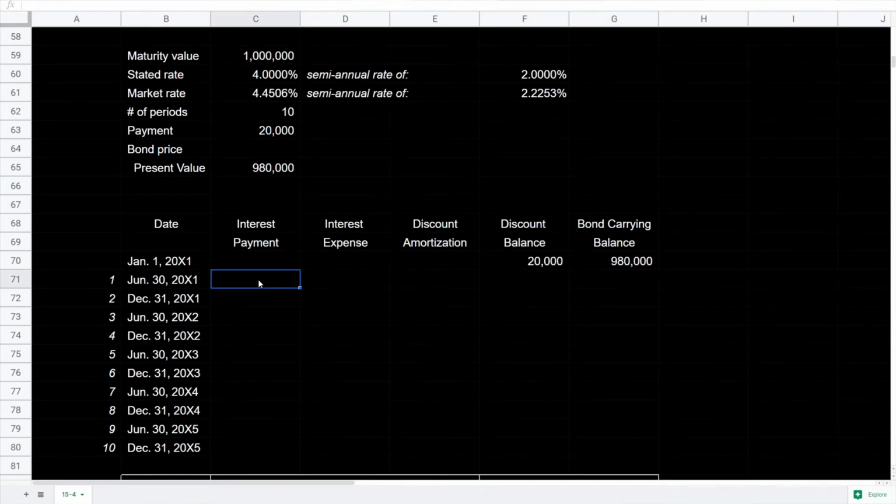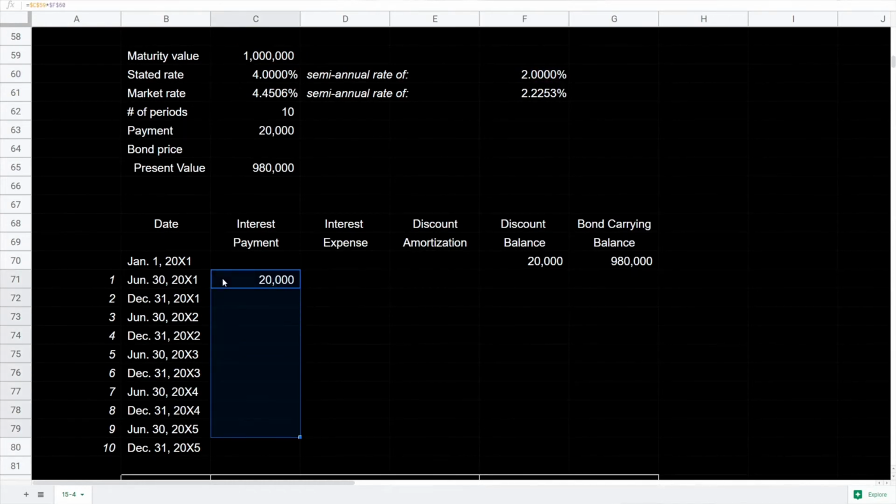Next, we can fill in the interest payment column. We know that if we took $1 million and multiply that by the semi-annual rate that's stated in the contract of 2%, we would get $20,000, and we could use that all the way through.